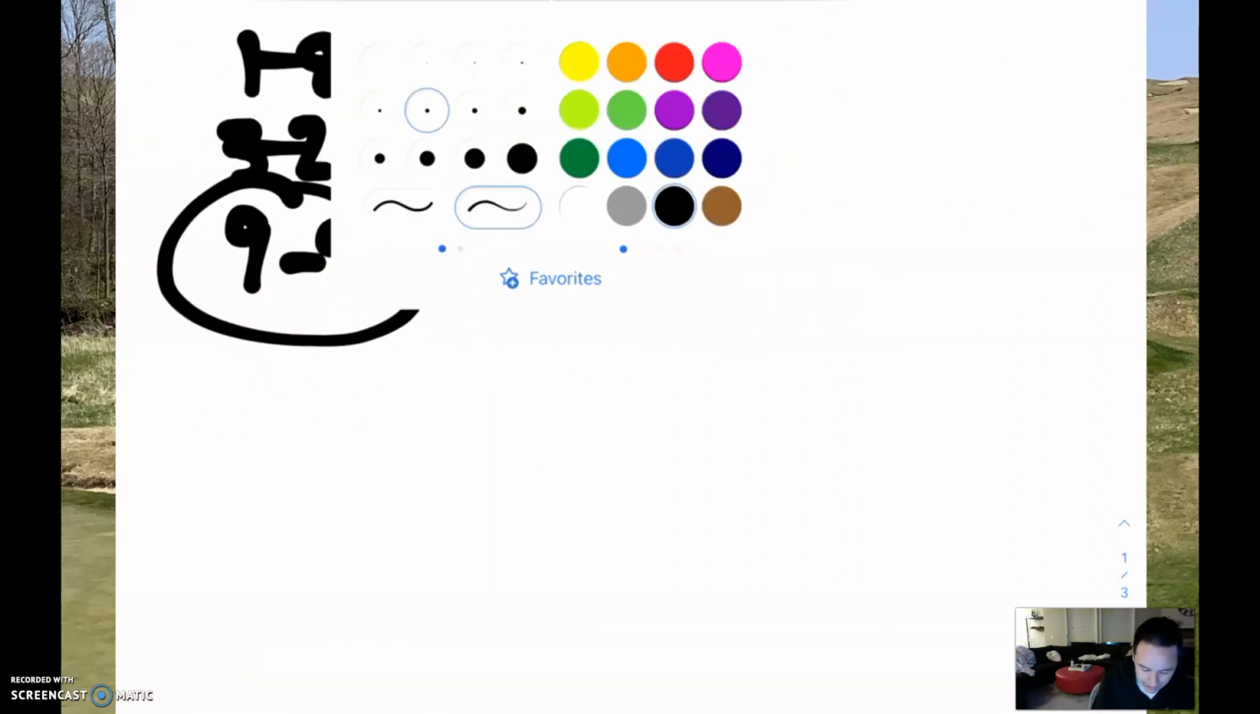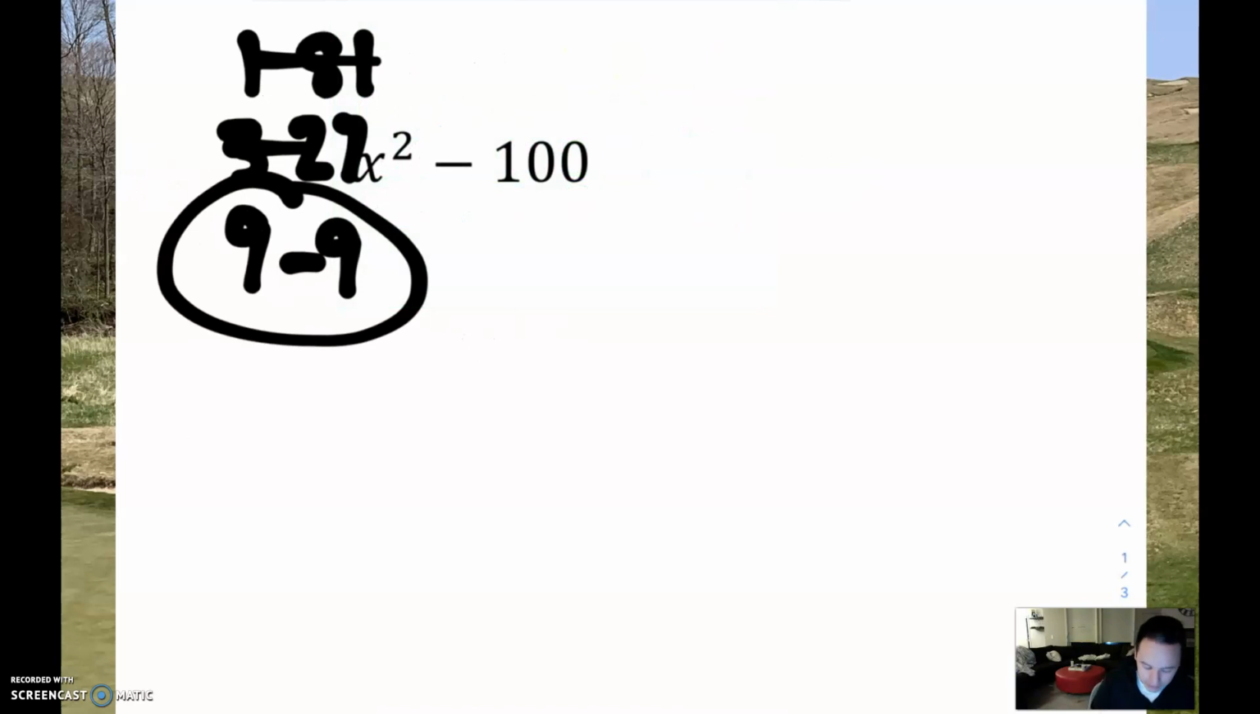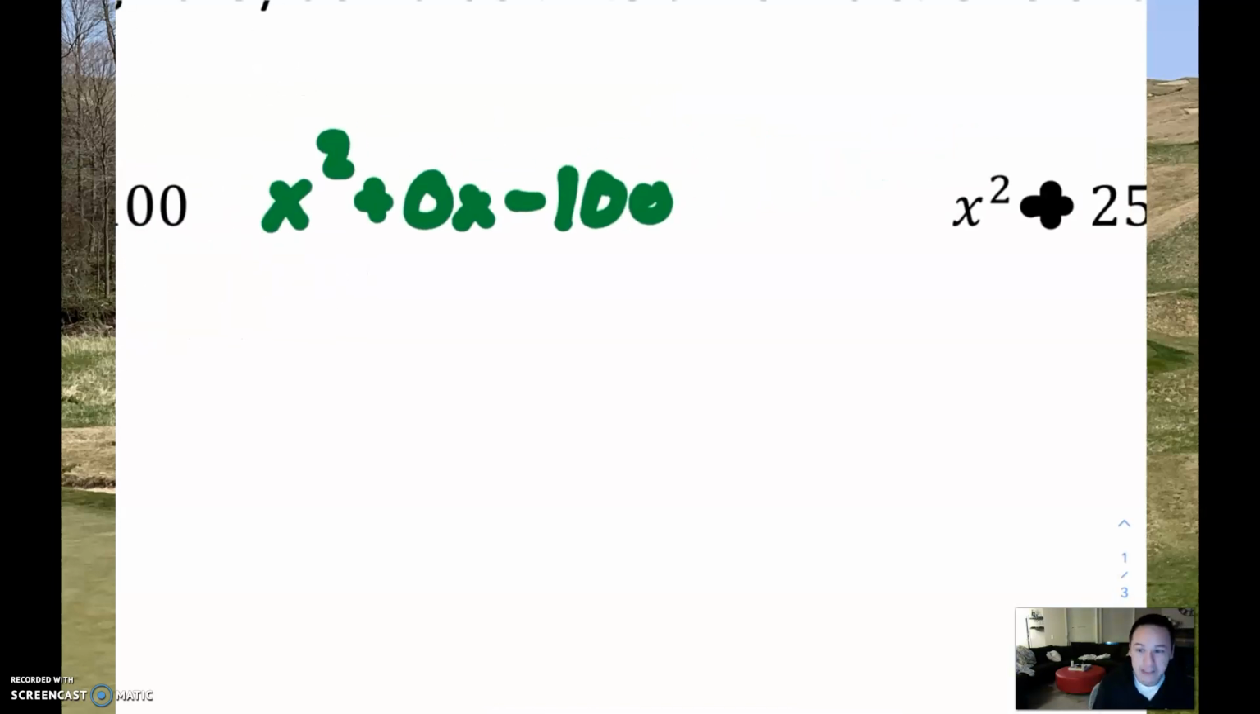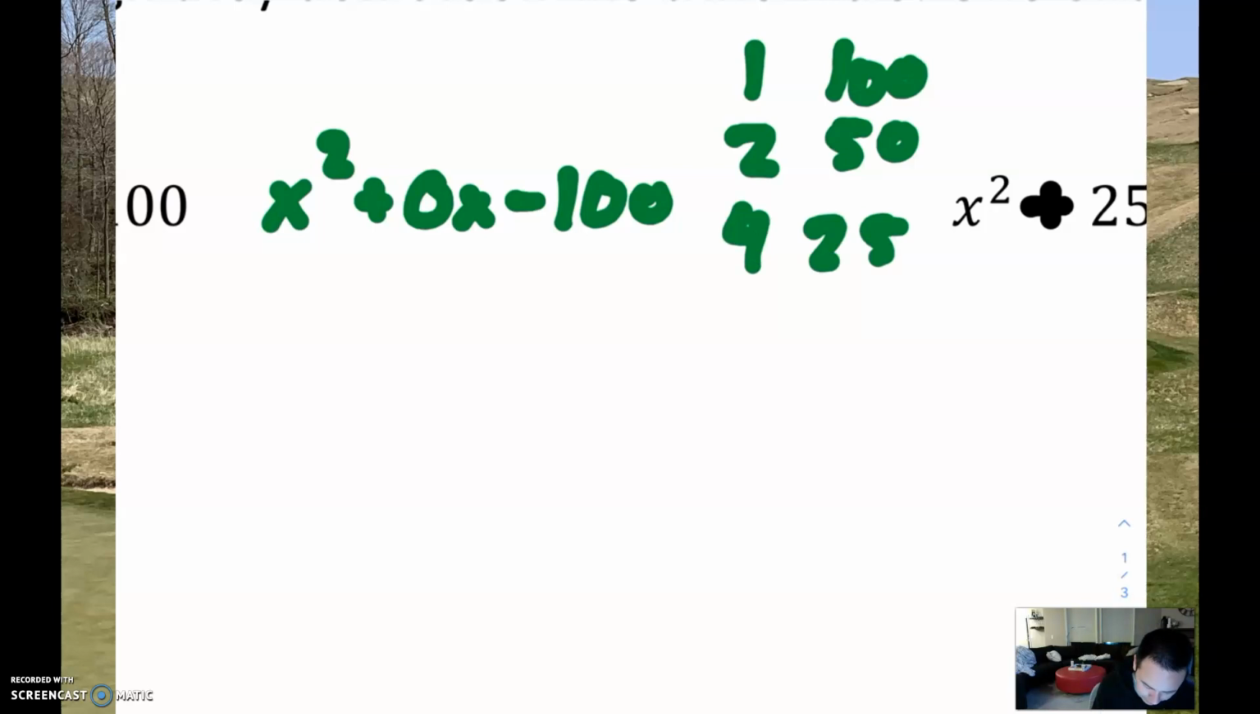Let's look at the next one, x squared minus 100. Again, I'm going to rewrite it. We have x squared plus 0x minus 100. And then we look at the things that could possibly multiply to 100. We have 1 and 100. We have 2 and 50. You probably don't need to write all these out. You probably already know the right answer, but I'm going to do it anyways. Just a good habit to get into. 4 and 25, 5 and 20, and we have 10 and 10.